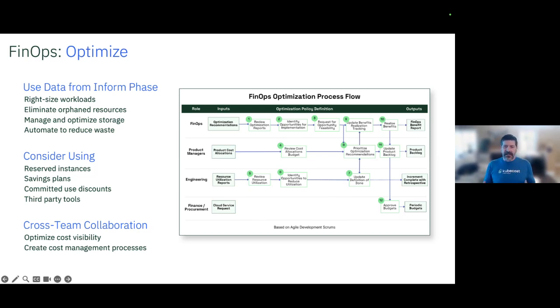And so we're leveraging data that we've just gleaned from this first phase of Inform to do things like right-sizing workloads, eliminating orphaned resources, managing and optimizing things like persistent volumes and S3 and other related storage costs. And then we're also empowering them to leverage automation to reduce waste.